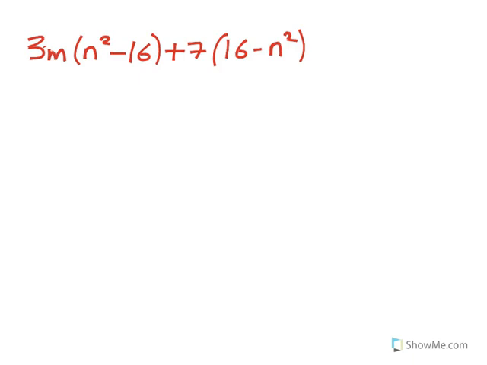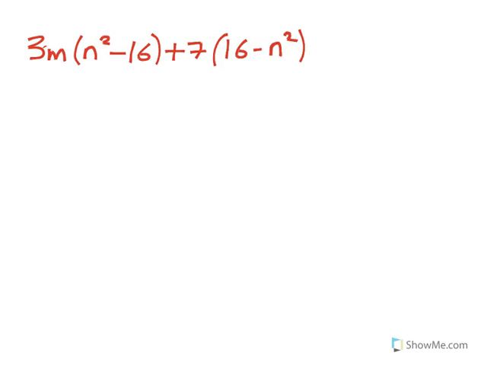Let us look at this problem. It says 3m(n squared minus 16) plus 7(16 minus n squared). Now, again, there are two versions in here. There is factorizing by grouping that you're going to look at, and somehow, if you're remembering well, this can be a difference of two squares.